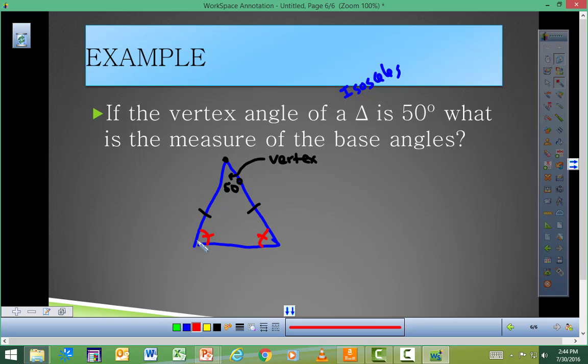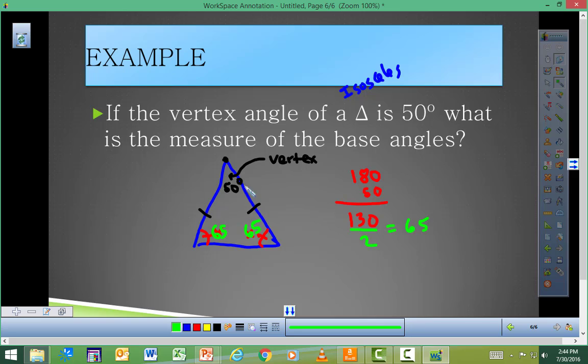So if we use that fact along with the other fact that all the angles in a triangle have to add up to 180, and take 180 and subtract off the vertex angle, we basically have 130 degrees left. Well, those 130 degrees have to go here. So simply divide that by 2, get what, 65 degrees? So this angle here has to be 65 degrees, and this one has to be 65 degrees. And there you have it.